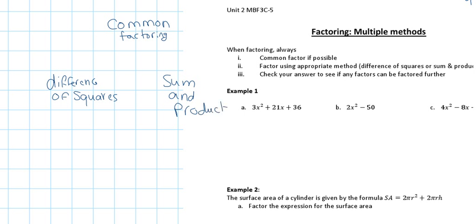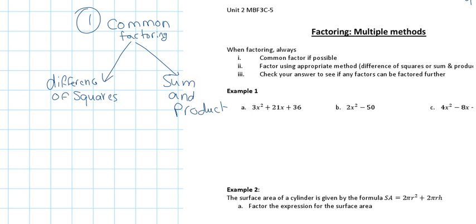Always, the first question you ask yourself: do I have a common factor? This is always your first step. If you do, you common factor first, then you can pick one of the 2 methods. If you don't have a common factor, you skip it. Then you ask yourself, is it difference of squares or sum and product? It can't be both. It has to be one or the other.